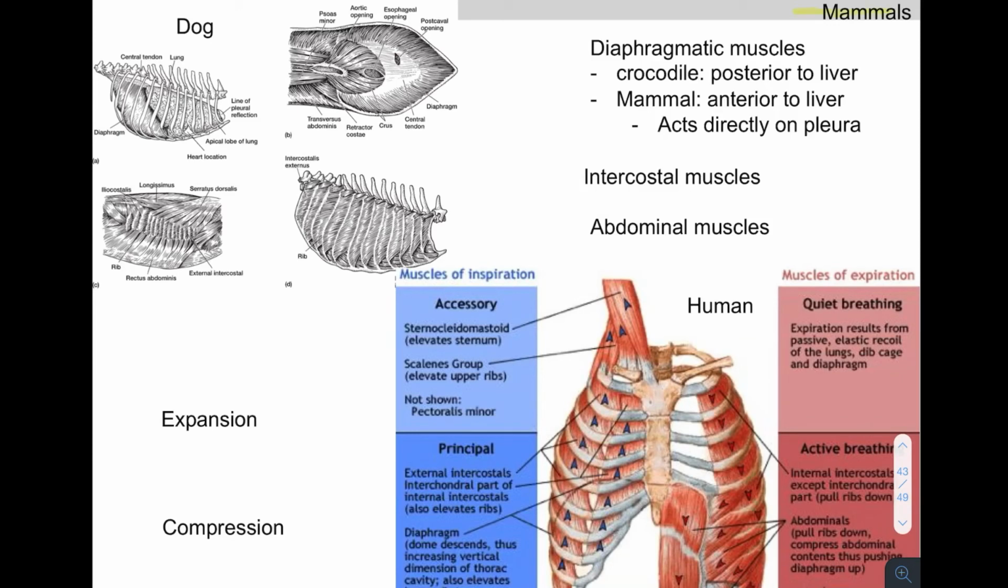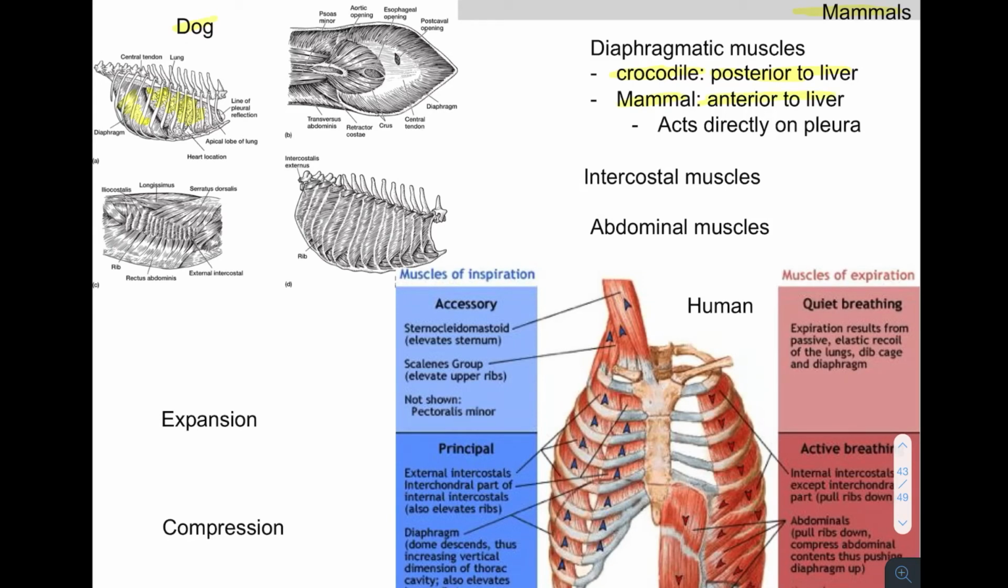For mammals, what we're going to see is that the diaphragmatic muscle is the most important muscle for breathing. And we can look at a dog, for example, and look at its anatomy. And what we see is that you've got the lungs situated right there, and that diaphragm is right below. So let's compare this to the crocodile, which we've already looked at. With the crocodile, we saw that diaphragm was posterior to the liver. But in the mammal, it's anterior to the liver.